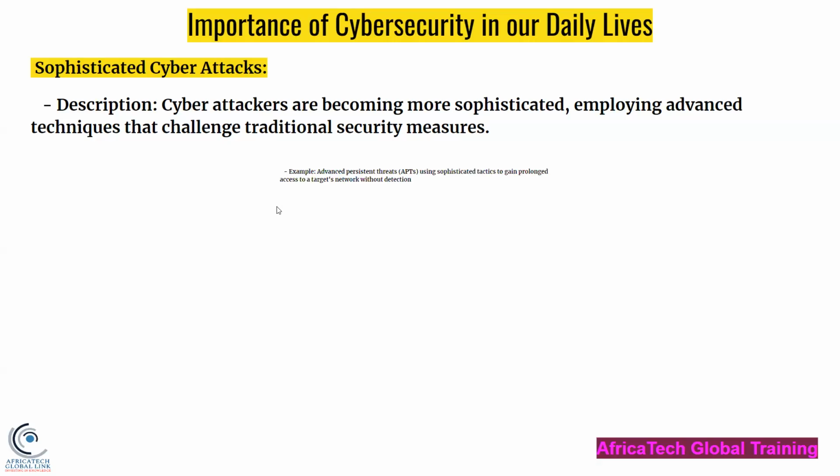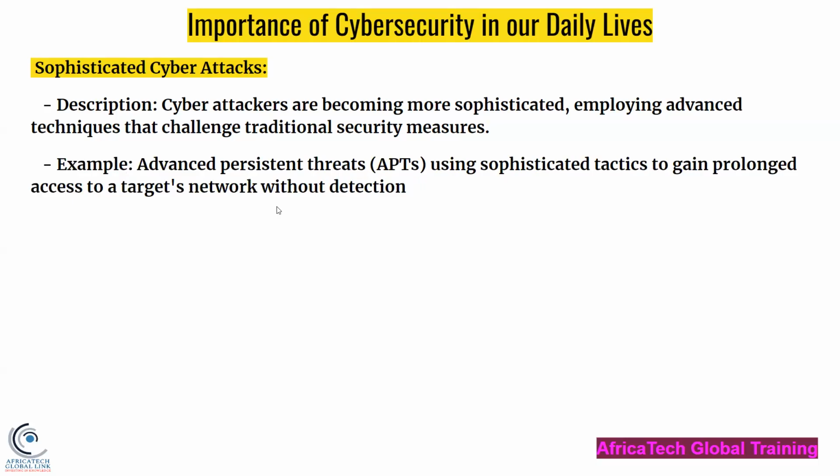Yeah, that's all I can say for this. Example, advanced persistent threats using sophisticated tactics to gain prolonged access to a target network without detection. So they're using what they call APTs. They have some tactics to get into the network without anyone detecting that someone was there. Those are some of the challenges out there.